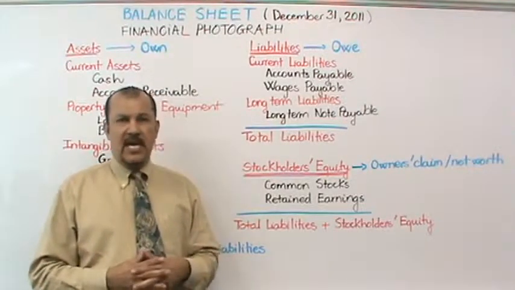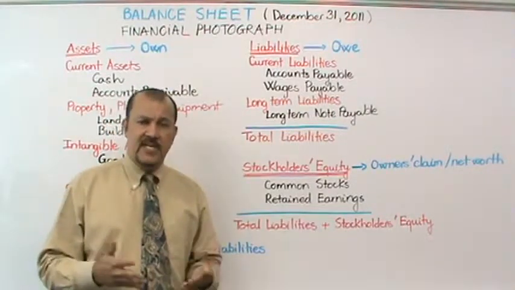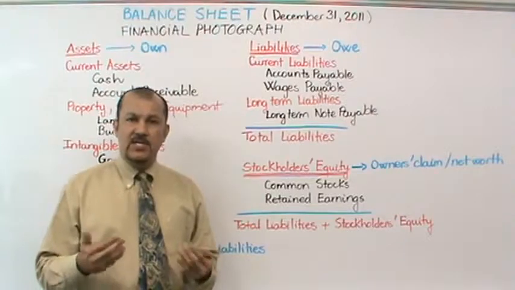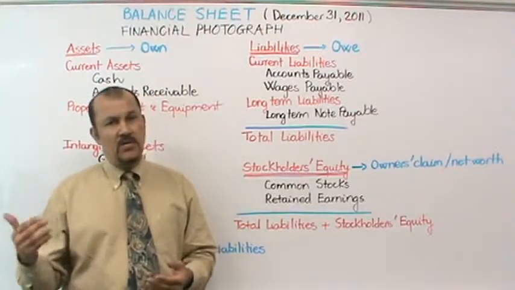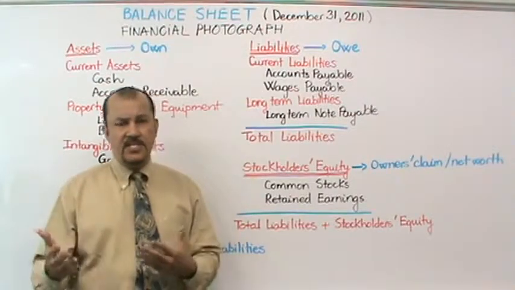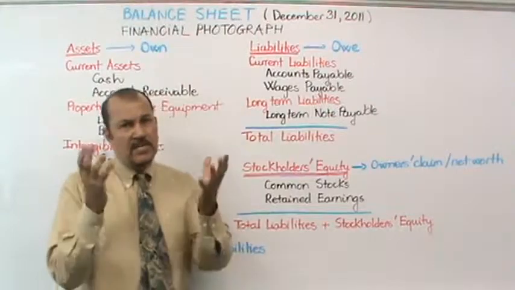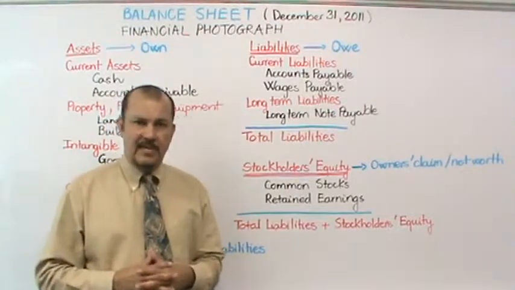Another type of transaction that causes your retained earnings to go down would be the payment of dividends. Dividends are a distribution of the company's profits to the shareholders. And so every time a company declares dividends, those dividends come out of the retained earnings account because that's where the company's profits are held.